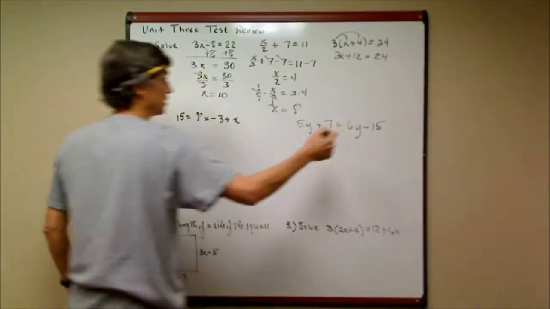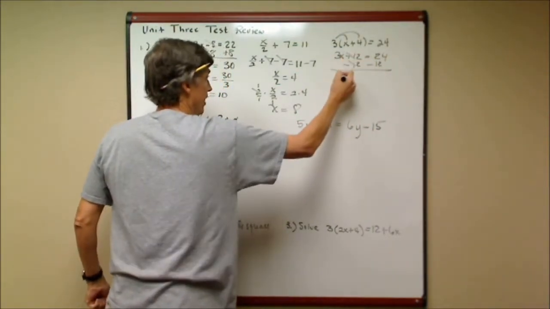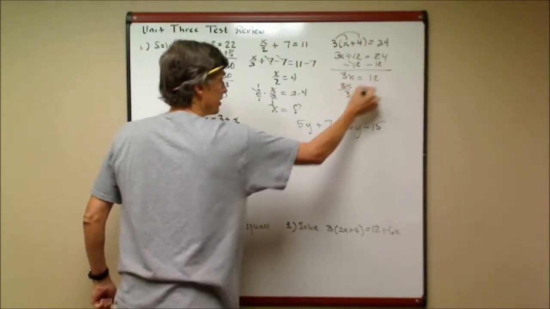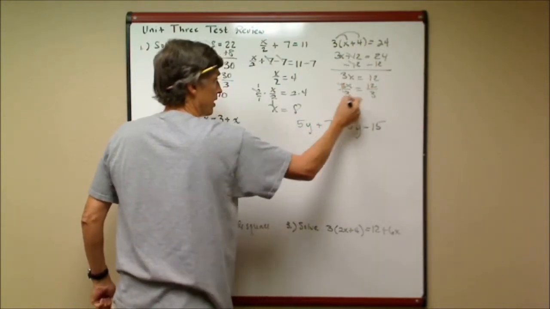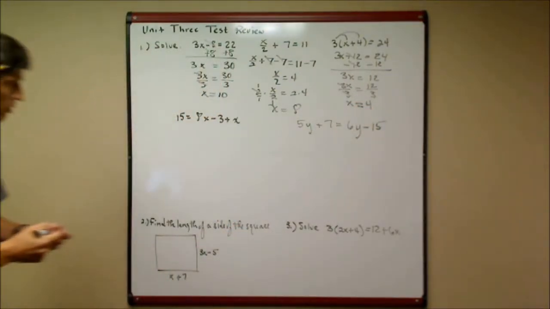Now it's just like the first example. I'm going to subtract 12 from both sides. I have 3x is equal to 12. I'm going to divide both sides by 3. And I have x is equal to 4. That's an equal sign right there. All right, almost done here.